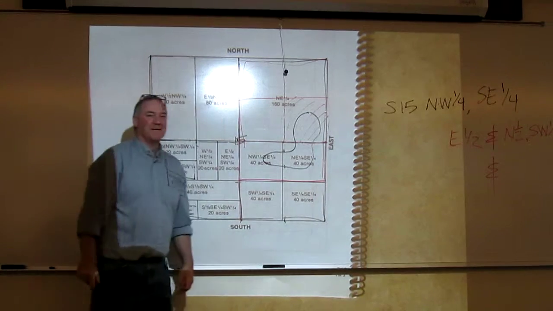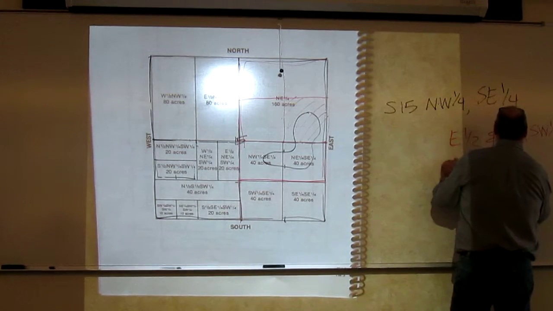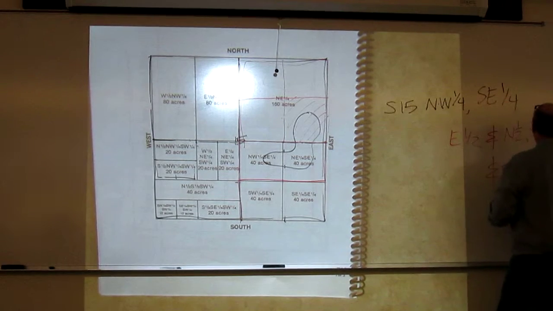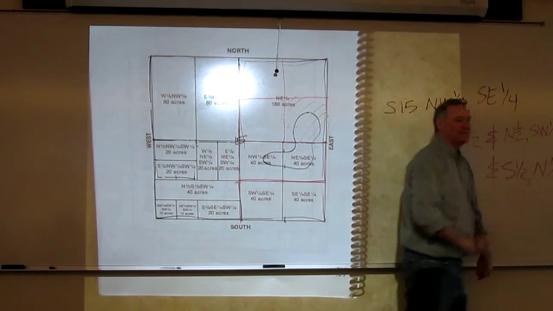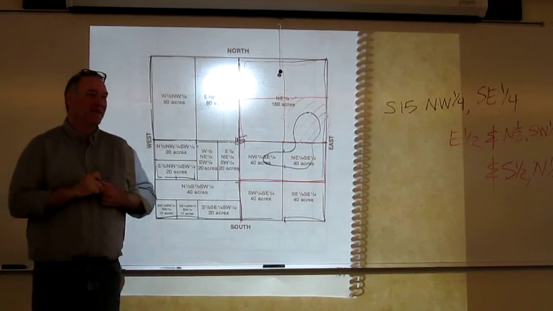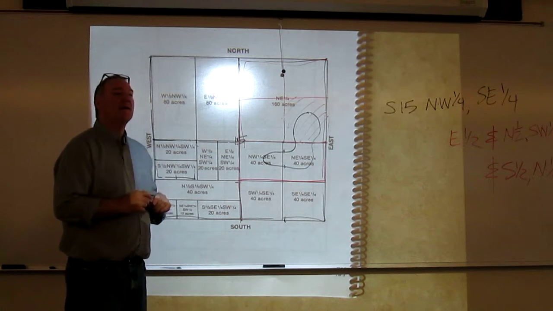So you have southwest, south half, and the north half. There you go. There's my location map. It helps with the southwest half. How did you get the southwest half?